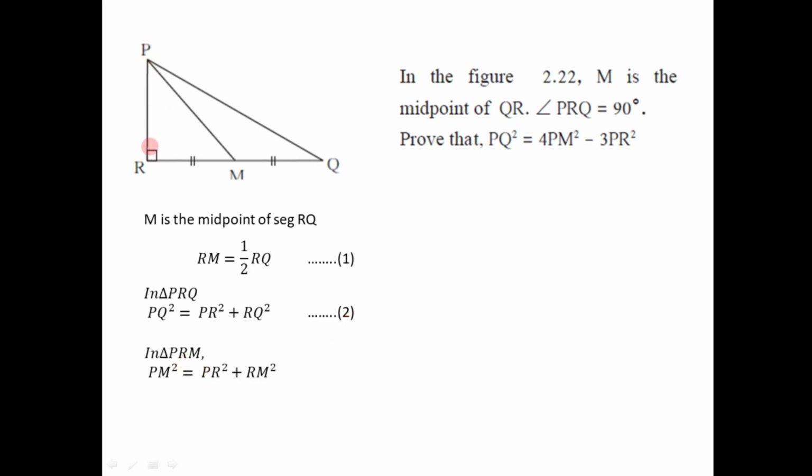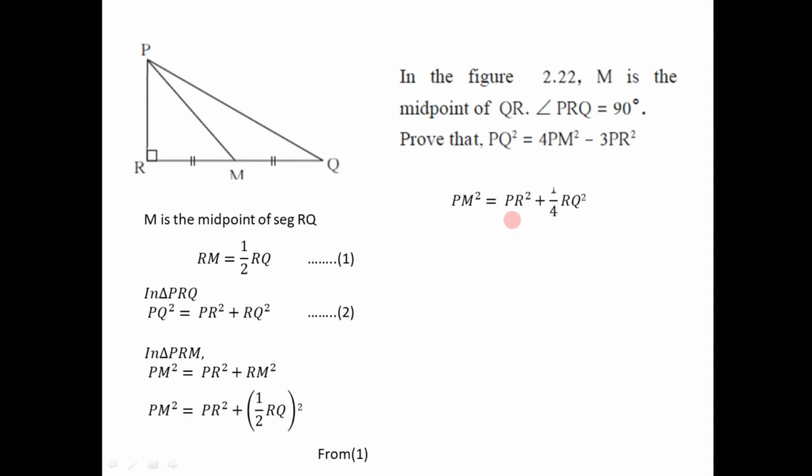Again consider triangle PRM. This is also a right angle triangle where PM is the hypotenuse. Now this time if we apply the Pythagoras theorem, we can write PM square, that is hypotenuse square, is equal to PR square plus RM square. So this is by Pythagoras theorem. Here we have the substitution for RM. In equation 1 we have proved that RM is equal to half of RQ. So instead of RM we should write (1/2 RQ) whole square. And this is from 1.